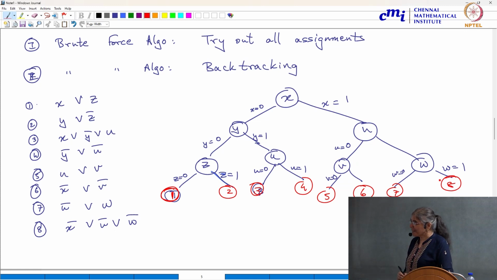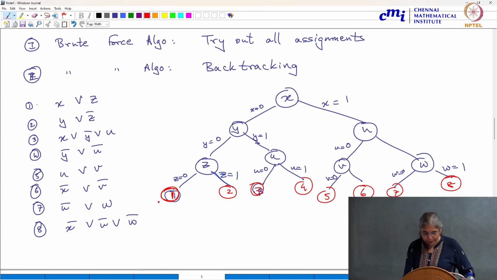This is a backtracking algorithm. But is it a brute force algorithm? It's essentially brute force, no? It's optimized brute force, exactly. It's pruning the search in a certain way, which is that here the number of variables was, so I have only 8 leaves here. That's like 2 raised to 3, but there are more than 3 variables there.